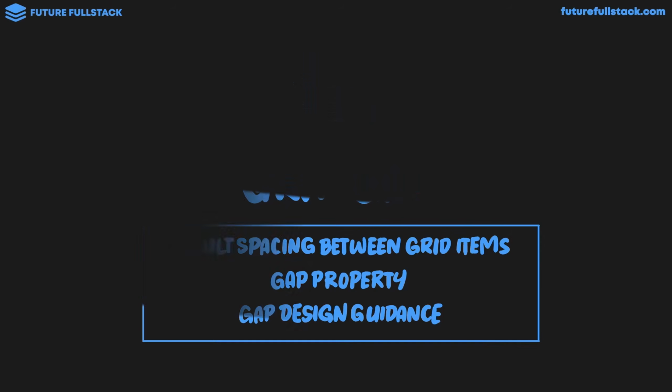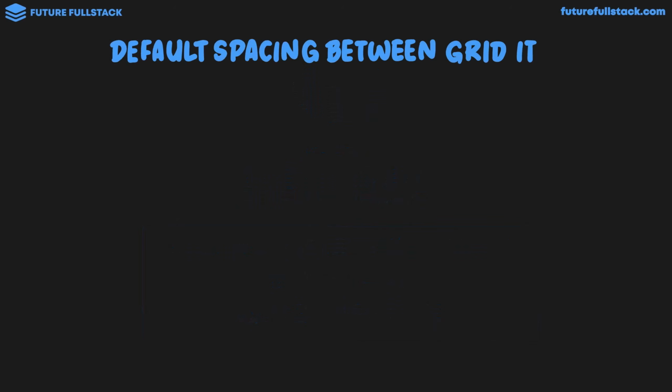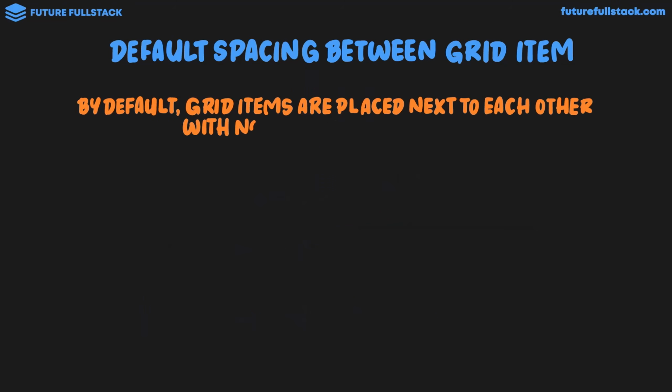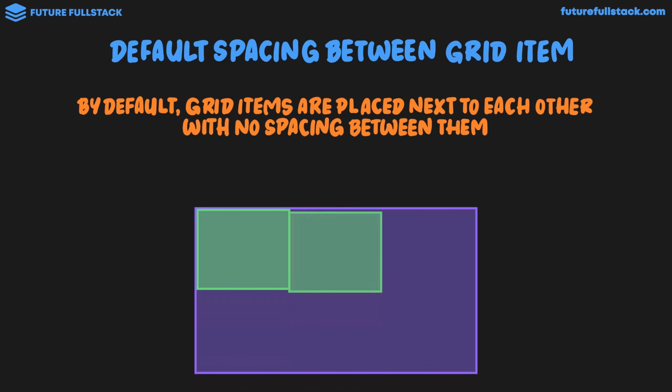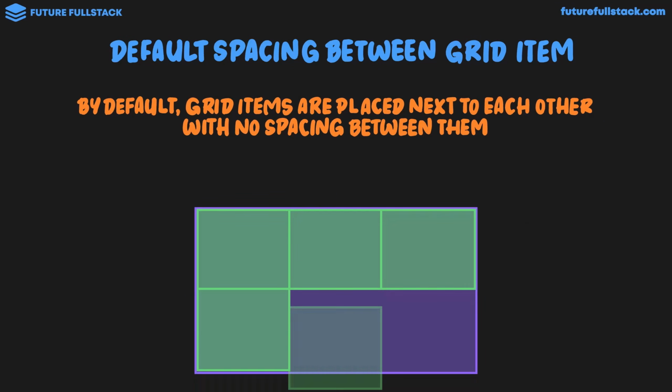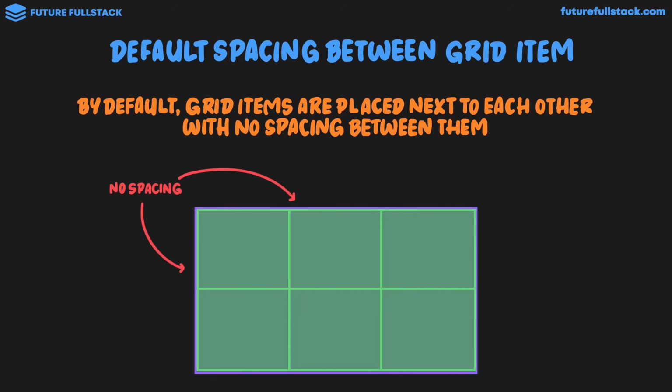So let's first talk about the default spacing between grid items. By default, grid items are placed next to each other with no spacing between them. Looking at an example grid, we have our grid container, and we have our different grid items. In this case, a grid which is 2 rows by 3 columns. And you'll notice by default, there is no spacing between any of the grid items. They butt up right next to each other.